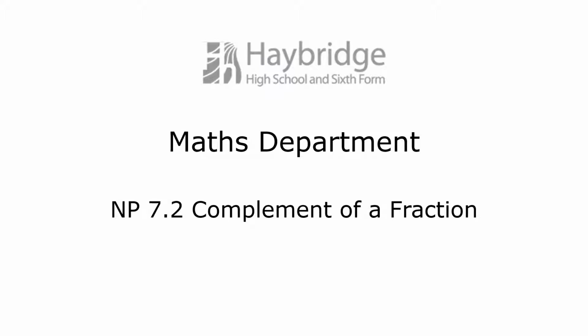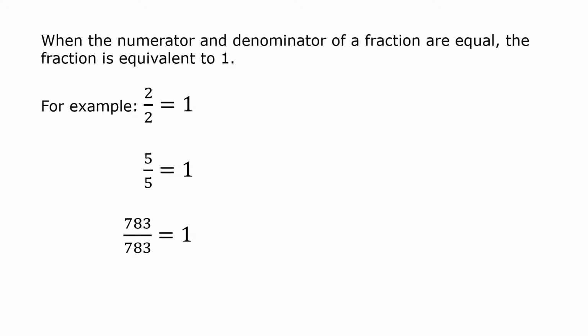Today we're going to look at objective NP7.2, the complement of a fraction. When the numerator and denominator of a fraction are equal, the fraction is equivalent to 1. So if we have a look at our examples, we have 2 over 2 is equal to 1.